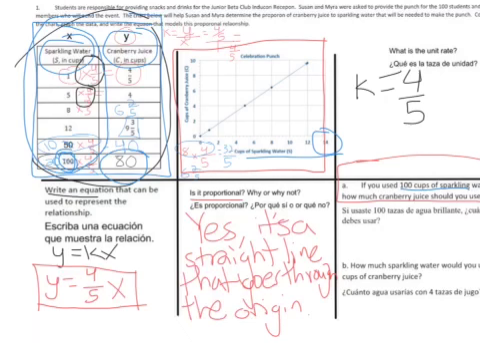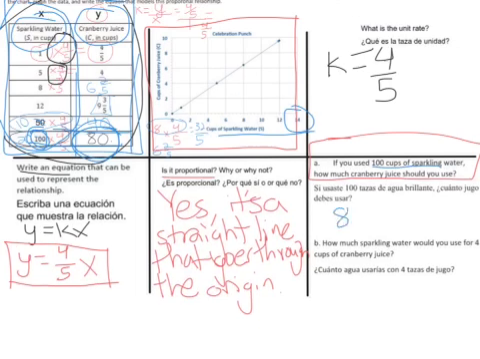So in this case, the column and the row line up to 80. So that would be 80 cups of cranberry juice.